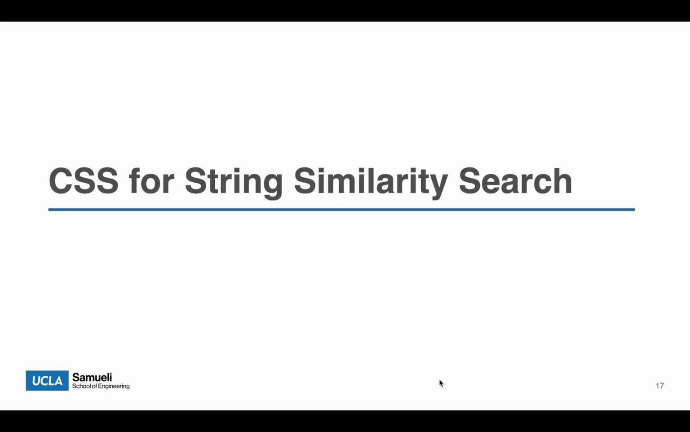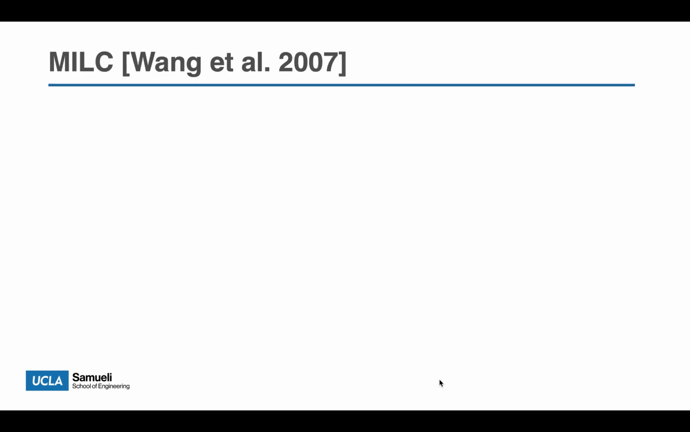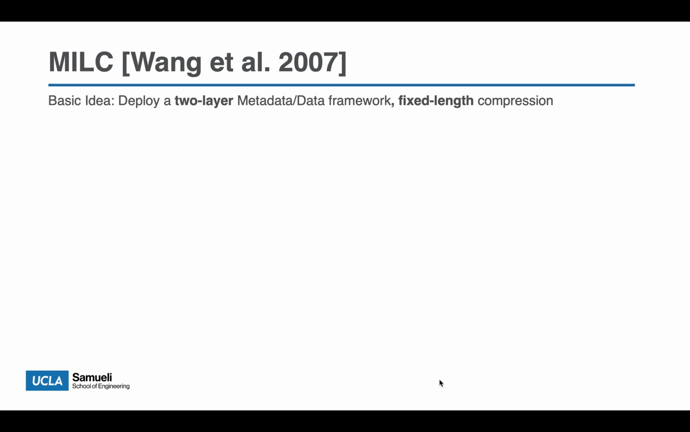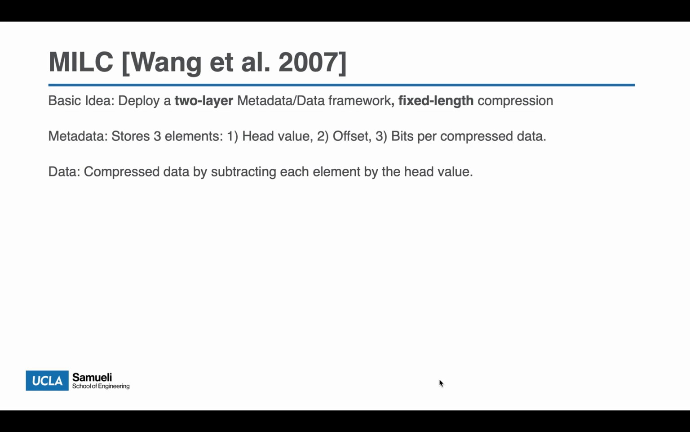So now after the motivations, I want to present our framework CSS, first under the setting of string similarity search. Before everything, I want to give a brief introduction to MLC, which serves as a starting point and a cornerstone of our work. We developed our work based on MLC, and MLC is a classical offline index compression method. The basic idea here is to deploy a two-layer metadata and data framework with a fixed-length compression. The metadata just stores 3 elements per block: the head value, the offset, and the bits used per compressed data. And the data is just the area that stores all the compressed data by subtracting each element by the head value.